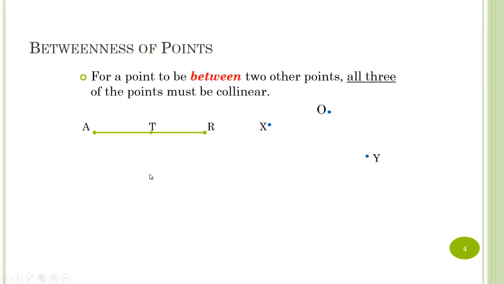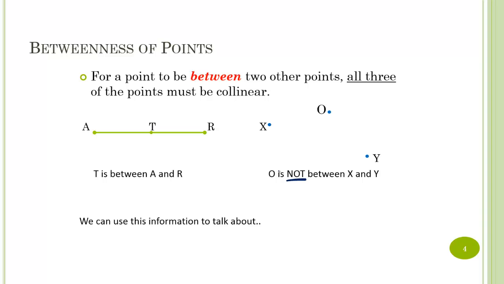Alright, so now we get to betweenness of points. Now for a point to be between two other points, all three of the points have to be collinear. So again, they have to be on the same line, and one of the points has to be between the other two for it to be between those points. Okay? With X, O, and Y, for example, O you cannot assume is between X and Y because those are non-collinear points. Here T is between A and R, O is not between X and Y.